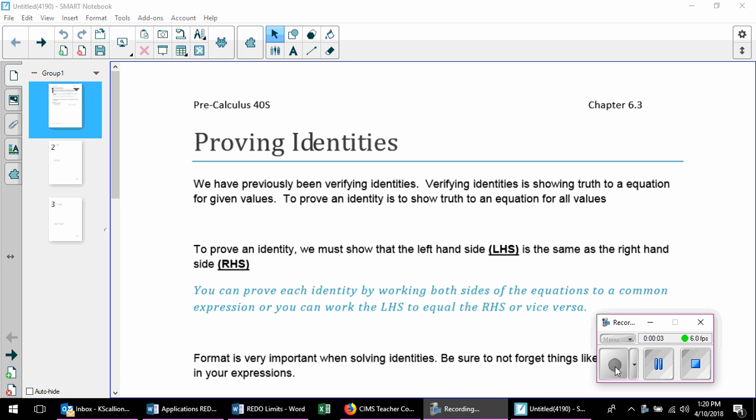So verifying is verifying at a point. Proving is proving over all the values.